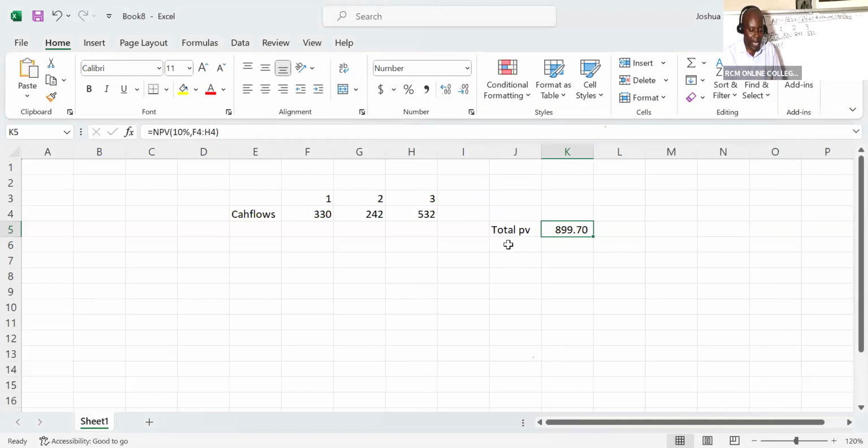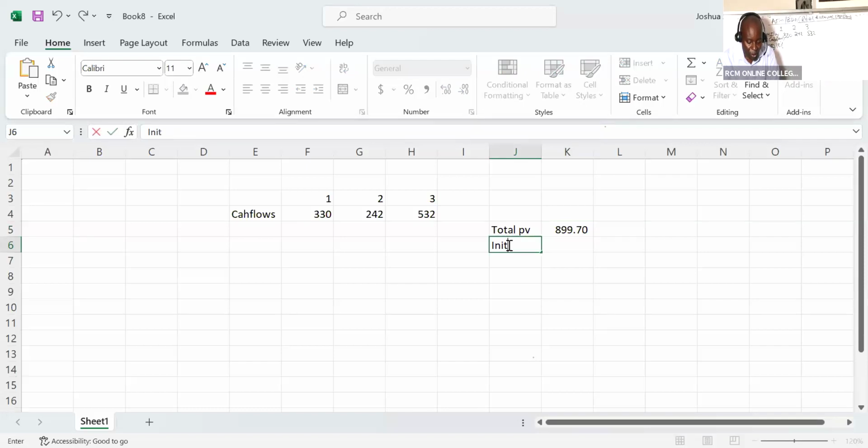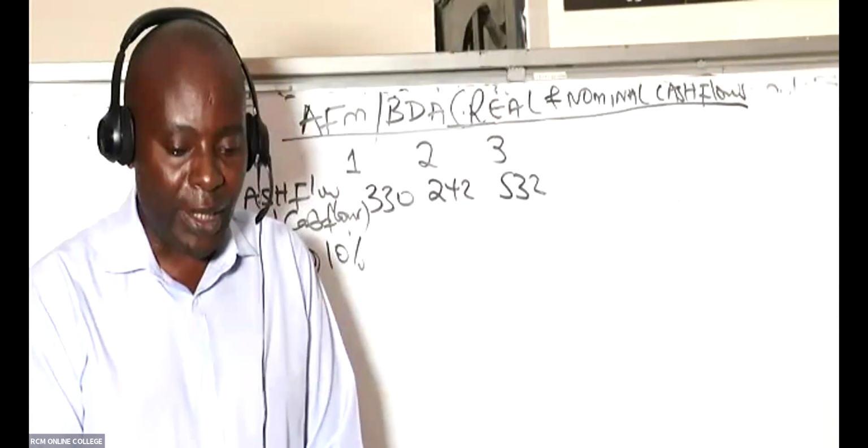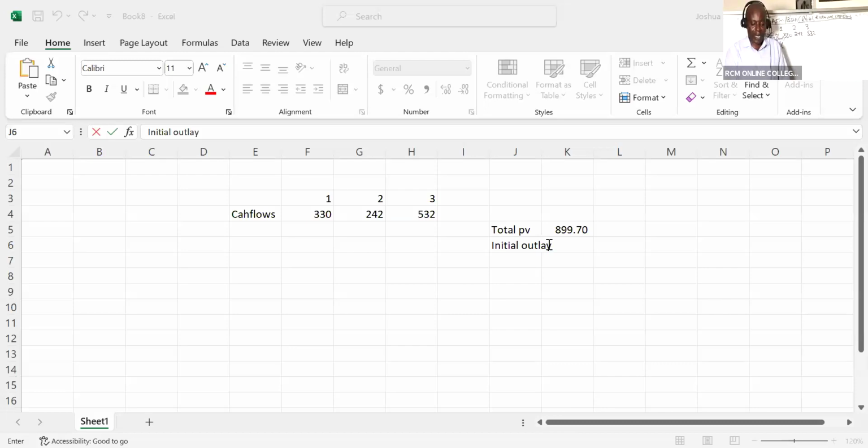However, remember we have the initial outlay. Is there anybody who can remember the initial outlay from the question? It is negative 750. The initial outlay is an outflow, so I tab and write minus 750, and enter.